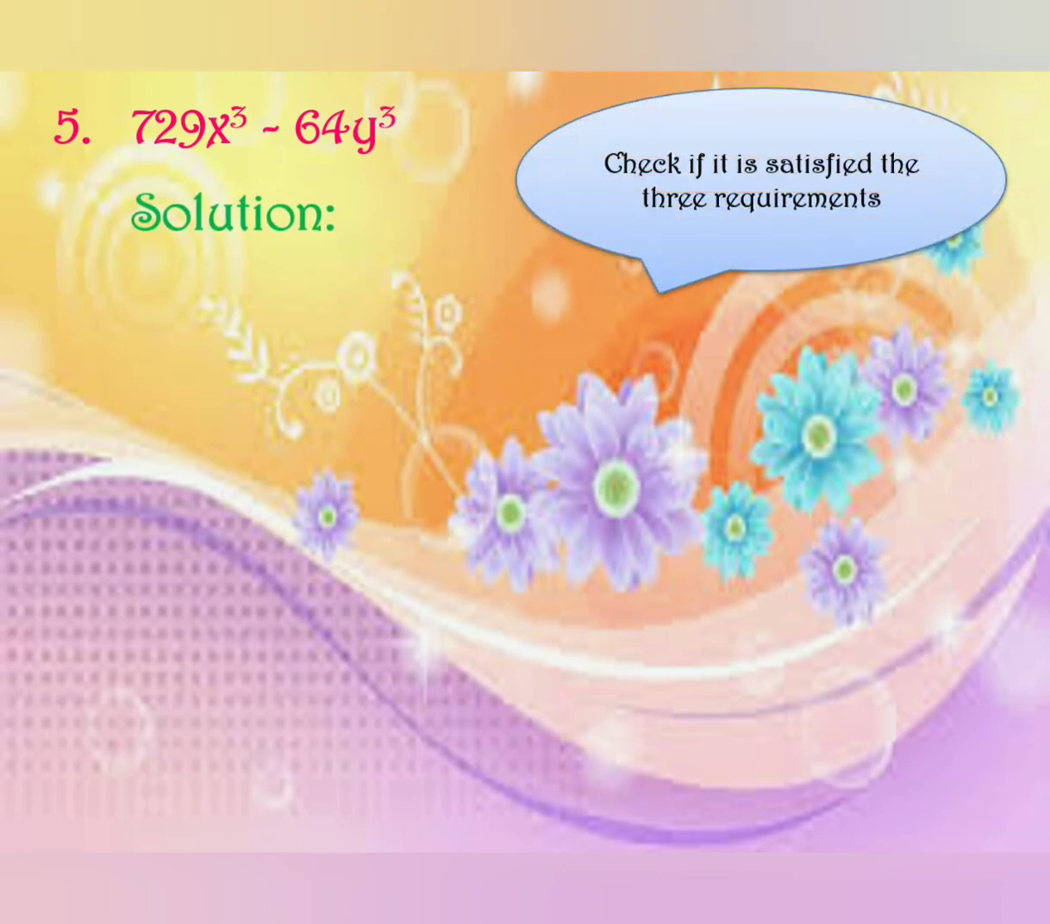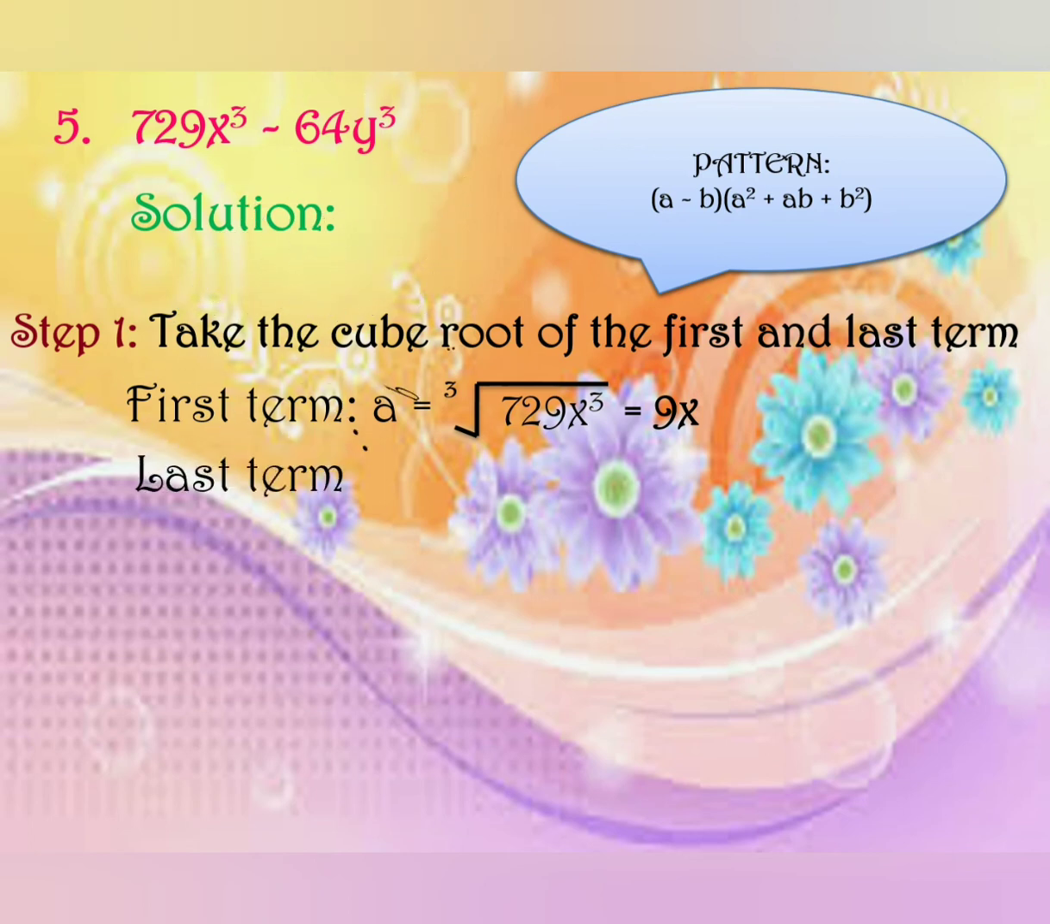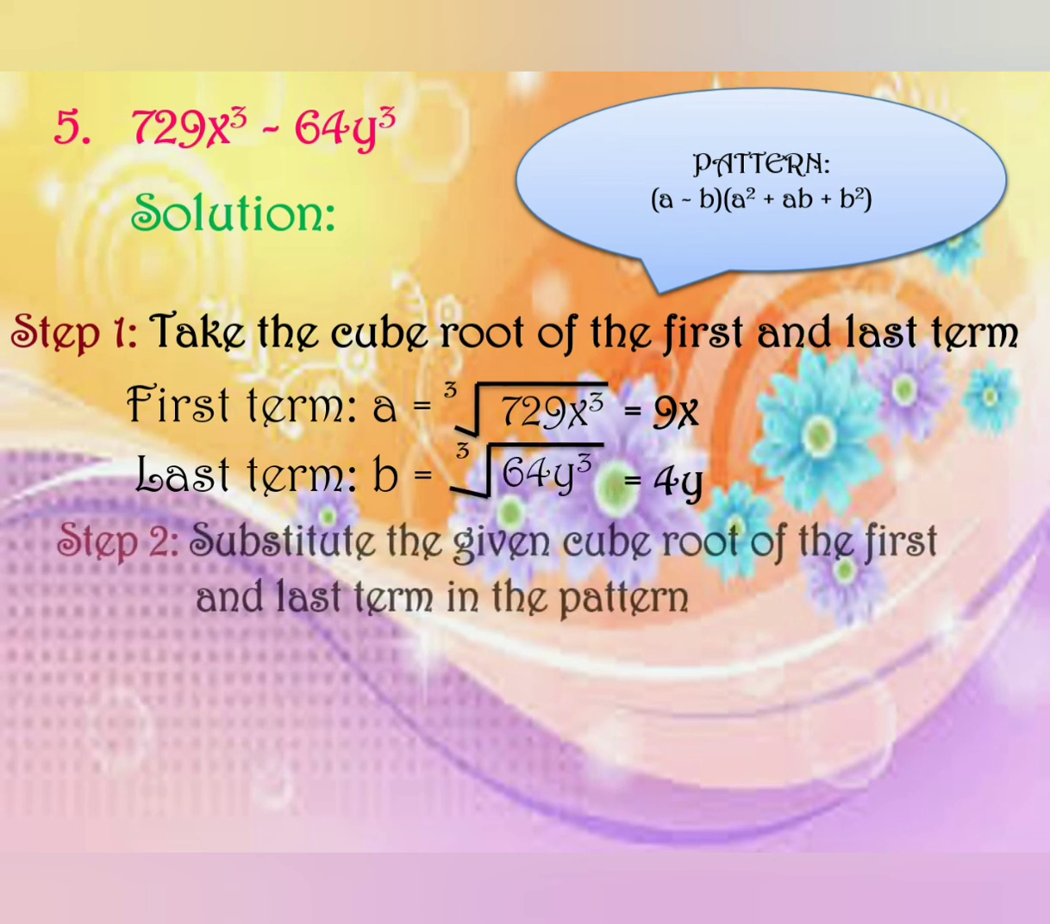Number 5. 729x cubed minus 64y cubed. Solution. So check if it satisfies the three requirements. Since it is yes, we can now use the pattern. So step 1, take the cube root of the first and last term. Our first term is 729x cubed. So the cube root of 729x cubed is equal to 9x. Our last term is 64y cubed. So the cube root of 64y cubed is equal to 4y.